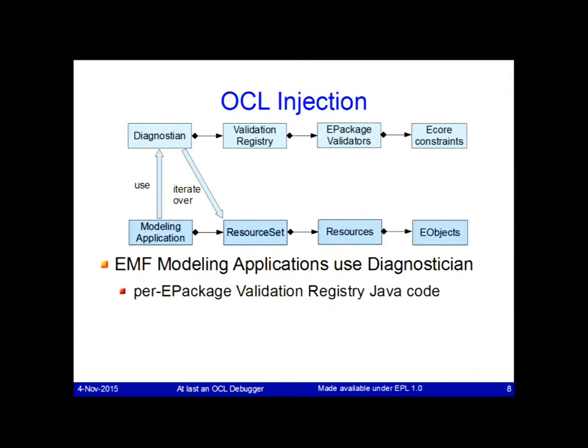A second technique that EMF provides is that we have this basic chain of modeling application at the bottom. If we want to validate a model, then we tell a diagnostician to have a look at the resource set and make use of its validation registry and its validators and constraints to tell us how good or otherwise our model may be.